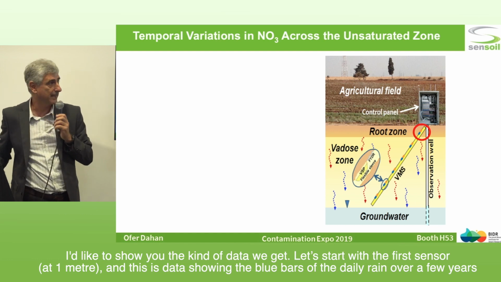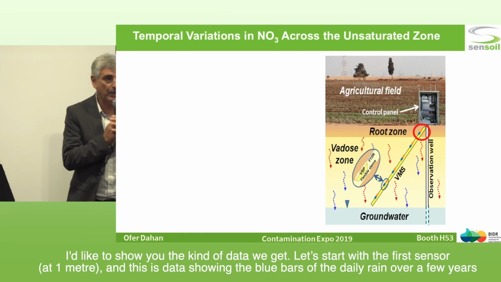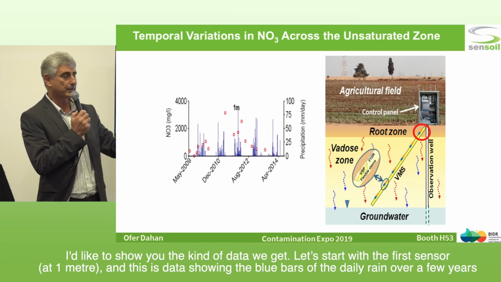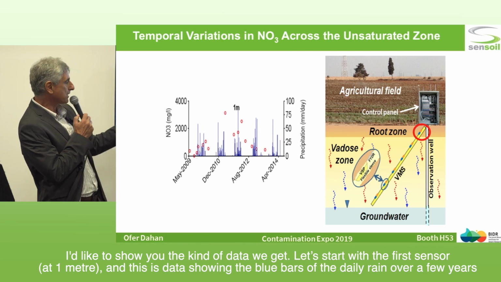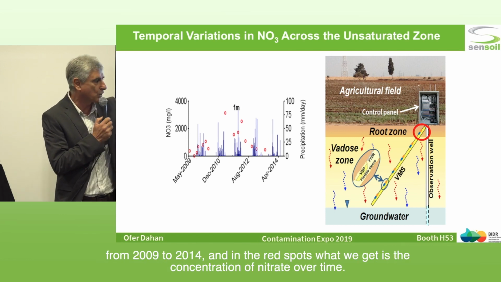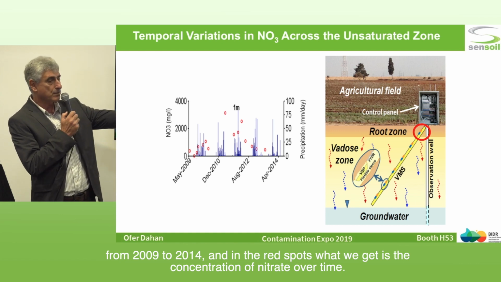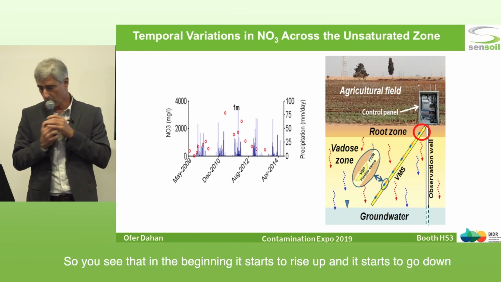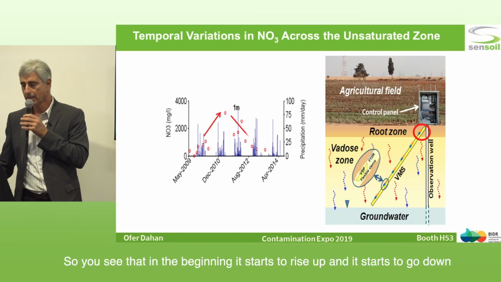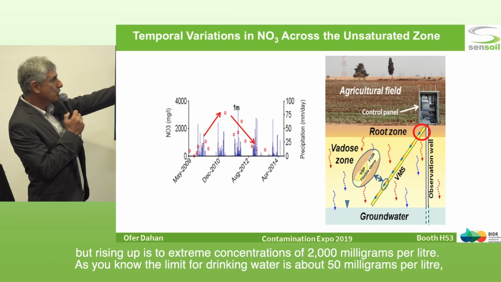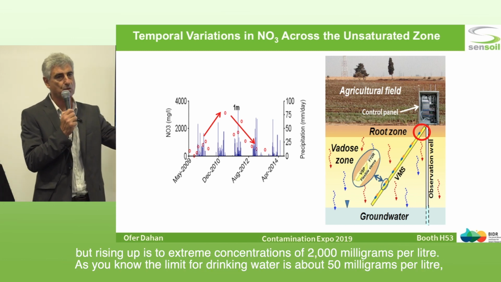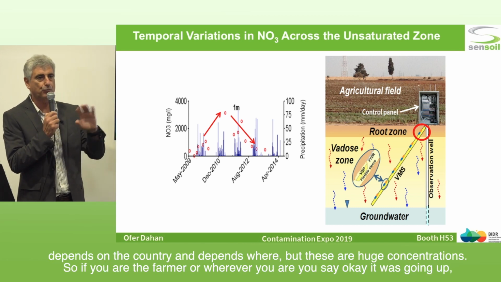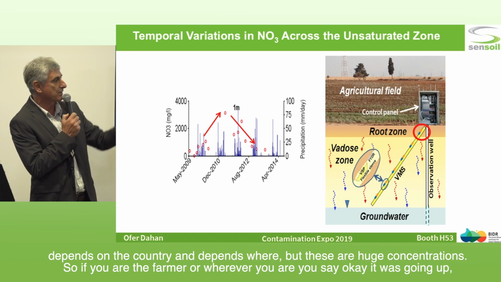I'd like to show you the kind of data. Let's start with the first sensor at 1 meter. This is data showing the blue bars, which are the daily rain over a few years, from 2009 to 2014, but it goes on. And in the red spots, what we get is the concentration of nitrite over time. So you see that at the beginning it starts to rise, and then it starts to go down, but rising to an extreme concentration of 3,000 milligrams per liter. As you know, the limit for drinking water is about 50 milligrams per liter, depending on the country, but this is a huge concentration.